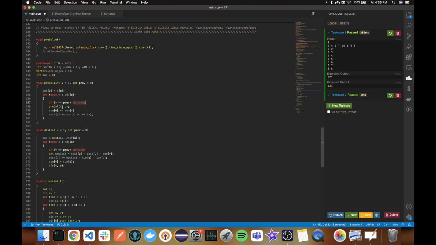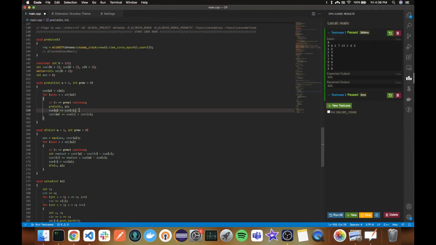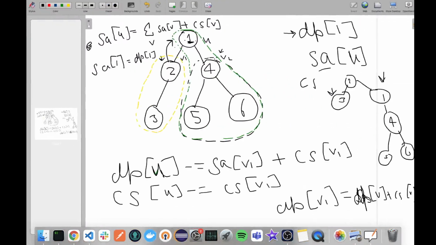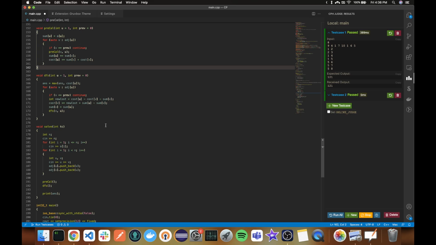Now, we pre-calculate for the subtree with V and U, V the current vertex and U the previous. And what we do is we say sum U plus equals sum V. Now, what this means is obviously, as you can see, the sum of this includes this node, right? A U plus A V1 plus sum V1 plus sum V2, right? So yeah, this is that. And cost here represents the sub answer, right? So cost is sum V plus cost V. So now our pre-calculation is done and cost 1 represents the actual value for 1. However, for other values, it only represents the subtree when 1 was the root. Okay, so pre-calculation is done.